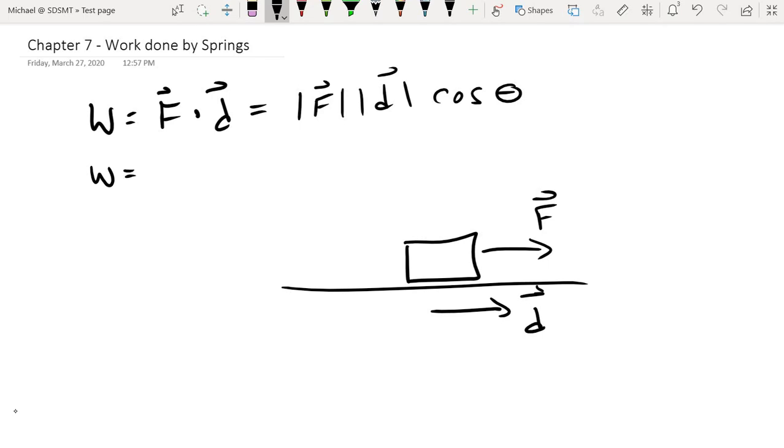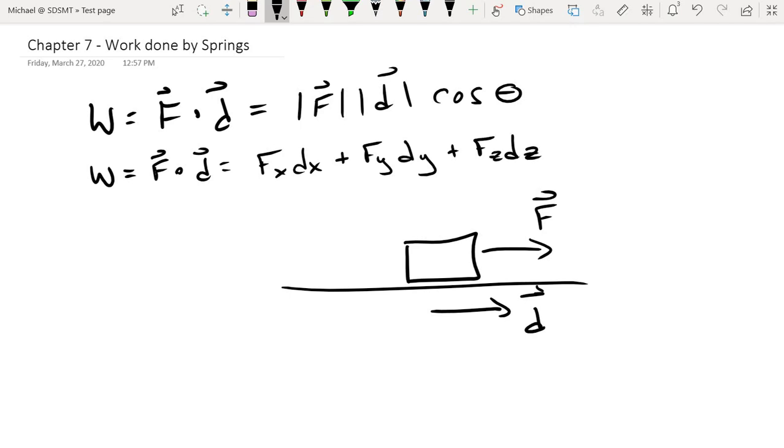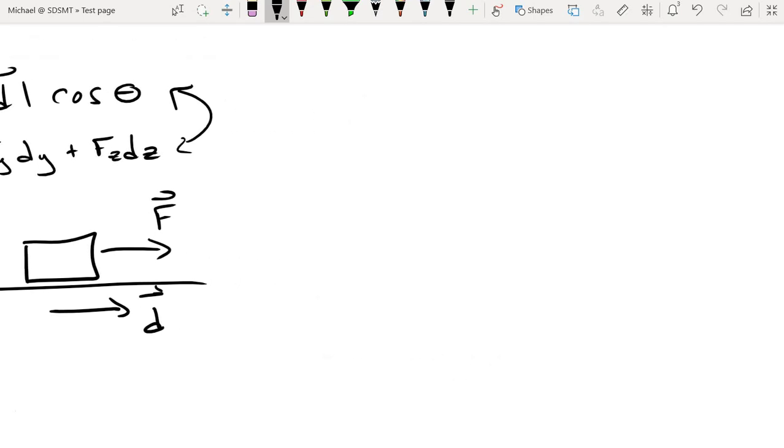Another way that we can evaluate the work done by a force is if we are given the component values of each of those vectors. This was explained in a previous video, but we can take the product of the like terms and then add up those products, and we will get the same result as what we get from the magnitude and angle version.